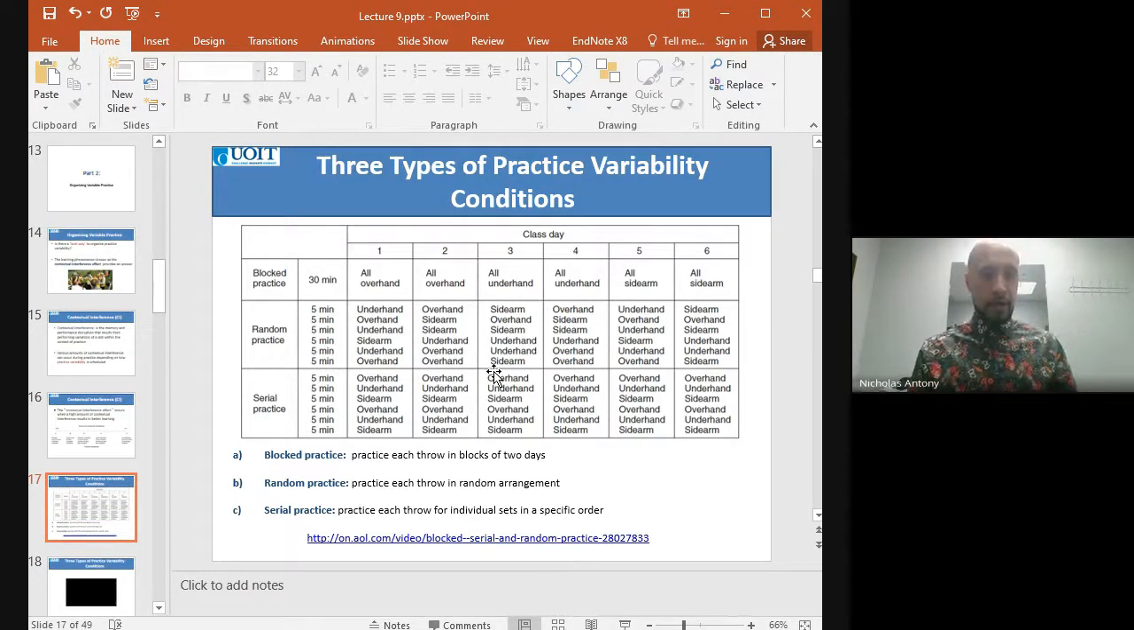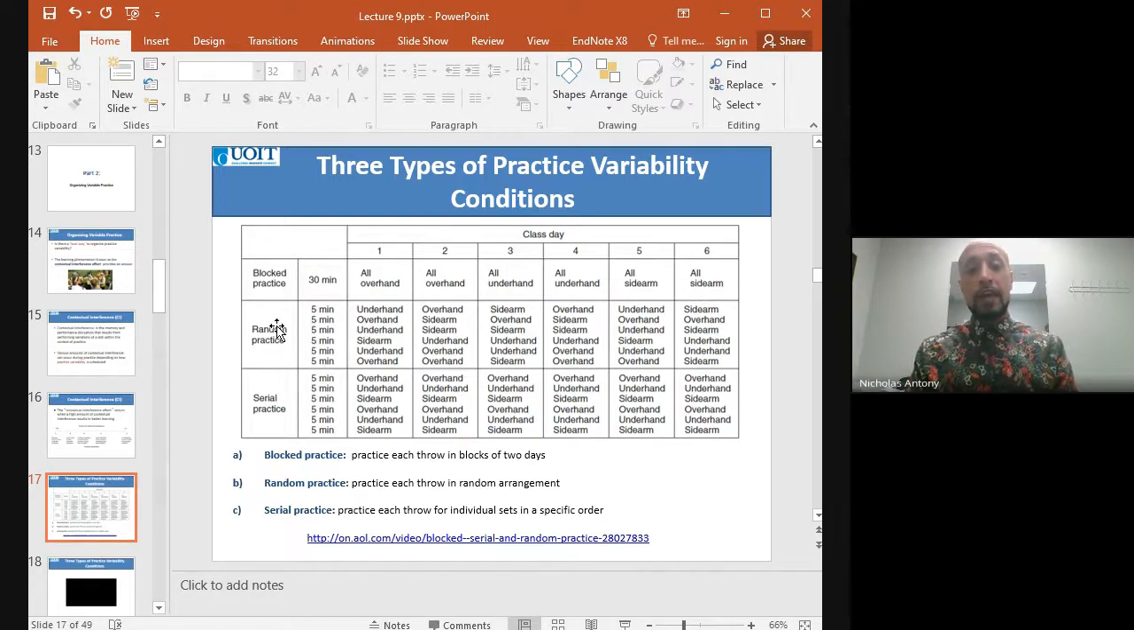Here we have a hypothetical situation where you would want your students to learn how to throw a baseball. There are 3 types of throws that you want to teach them: overhand, underhand, and sidearm throws. Now, you have 6 days of practice, and each practice is 30 minutes long. If we did block practice, we would have 2 days where we do just overhand, 2 days where we do just underhand, and then 2 days where we do just sidearm, right?